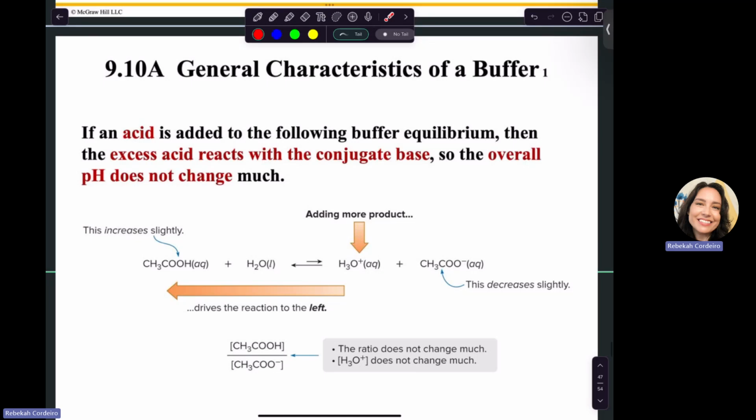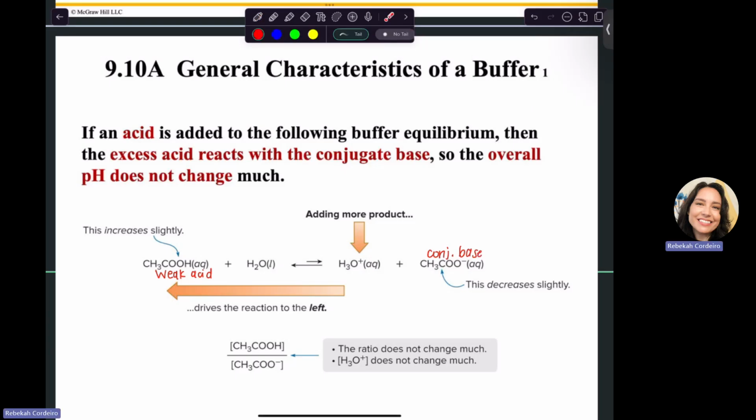So how does the buffer work? If we add an acid to a buffer system, it's actually an equilibrium because we have a weak acid. So this is my weak acid that's in the buffer. And we have its conjugate base. That's this one.